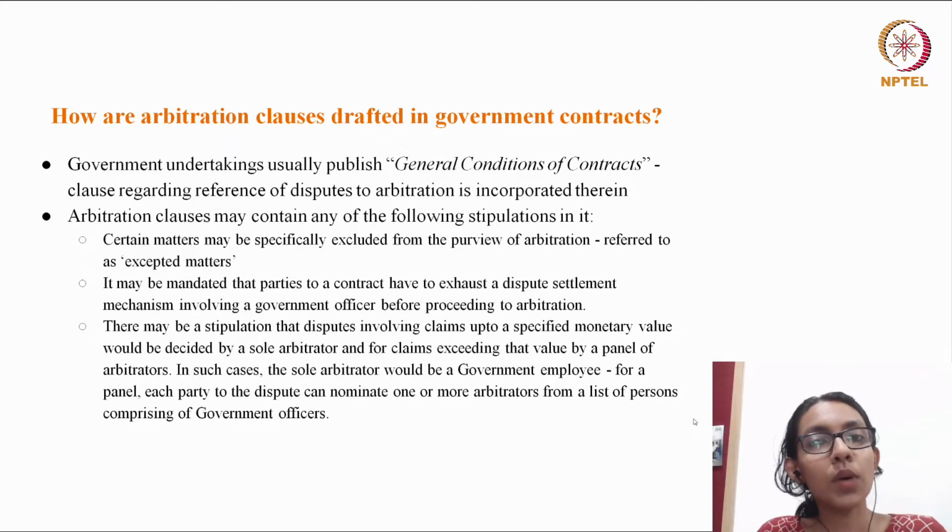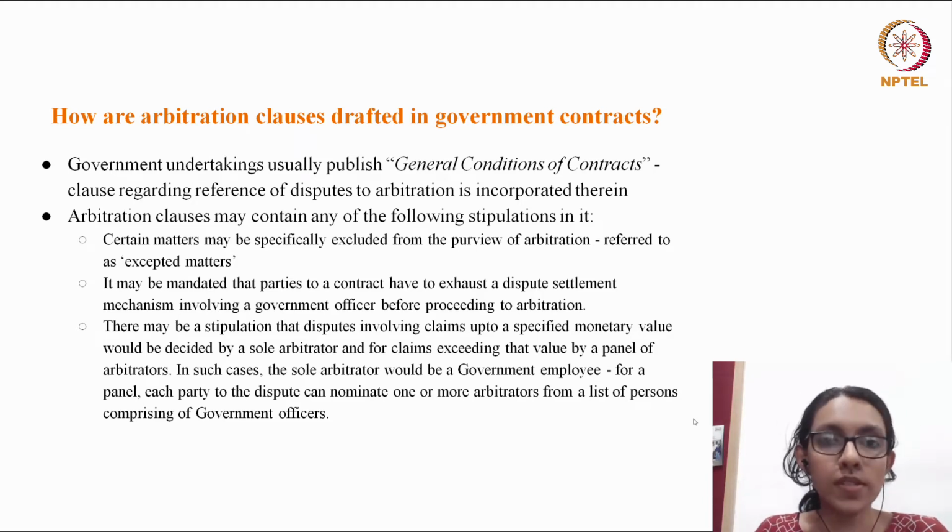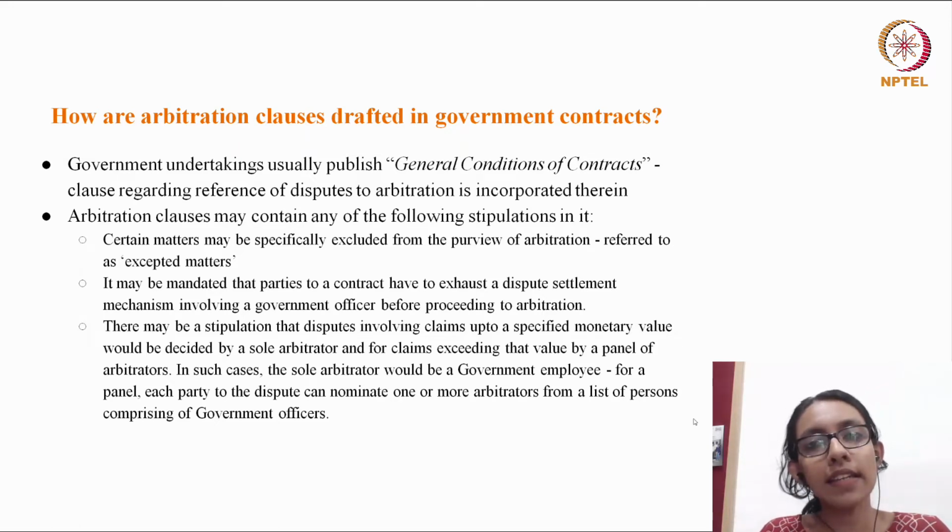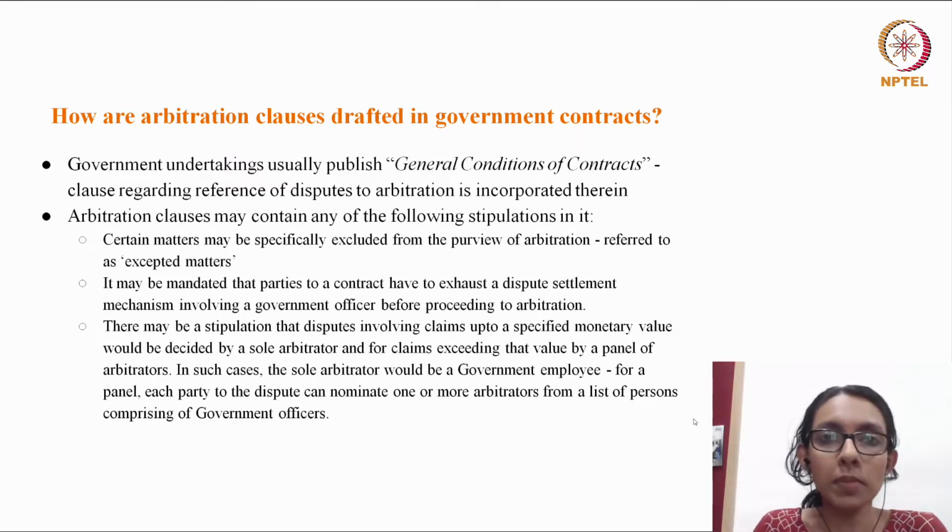Now let us look into how arbitration clauses are drafted in government contracts. So government departments usually publish a document called General Conditions of Contracts, and in this document there would be clauses stipulating how arbitration of disputes are to be conducted. And in a typical government contract, the arbitration clause may contain any of the following stipulations. For instance, it may contain a stipulation that certain matters would be non-arbitrable. In the government contracts, it would be referred to as accepted matters.